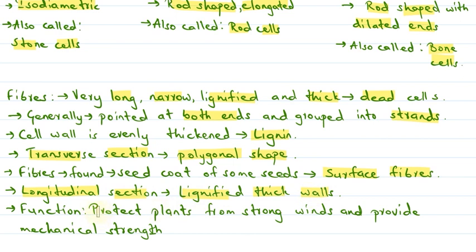What is the function of fibers? They mainly protect the plants from strong winds and they provide mechanical strength to the plants. Okay, and these fibers obtained economically from the plants are used for making paper, gunny bags, fabrics, ropes, etc.